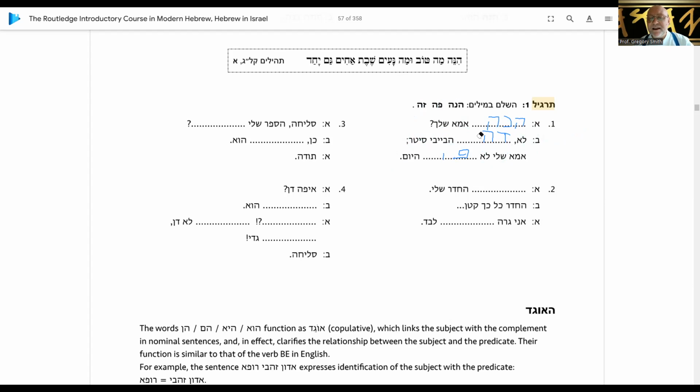Okay, so we should have Hine, then Ze, then Po. Ima Shili Lo Po Hayom. Okay, so I think it's going to be Hine, Ze, and Po. So let's see what the answer key says.